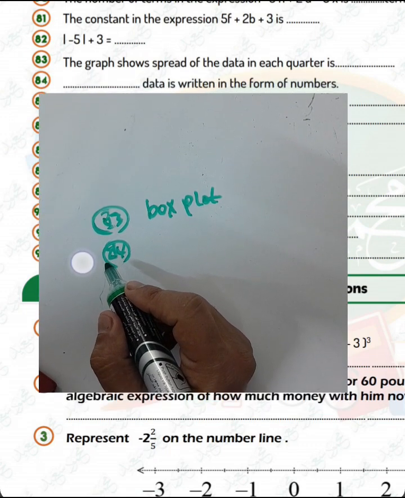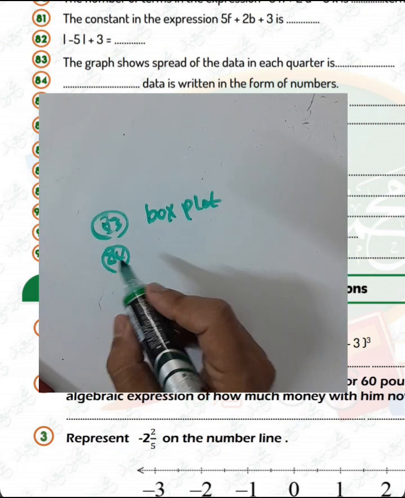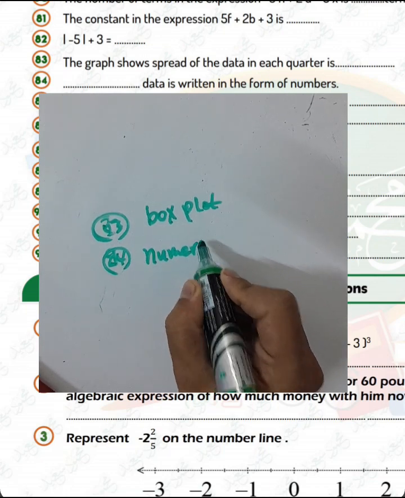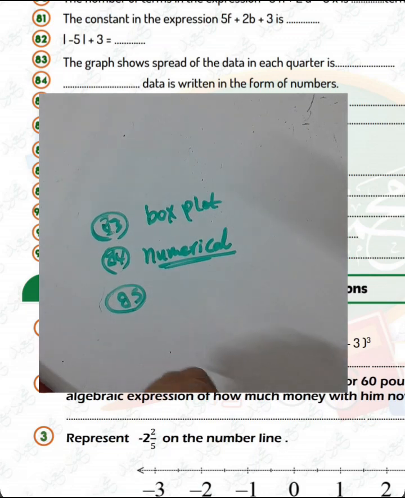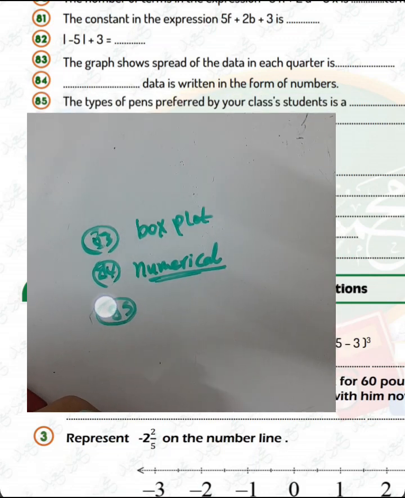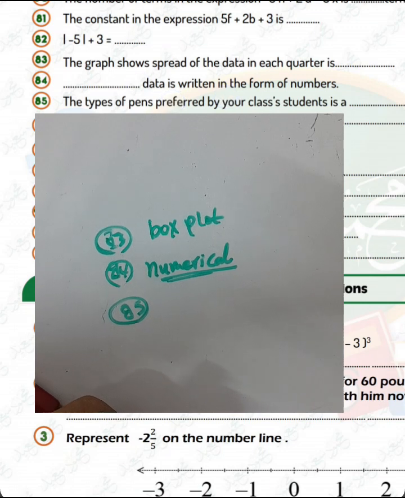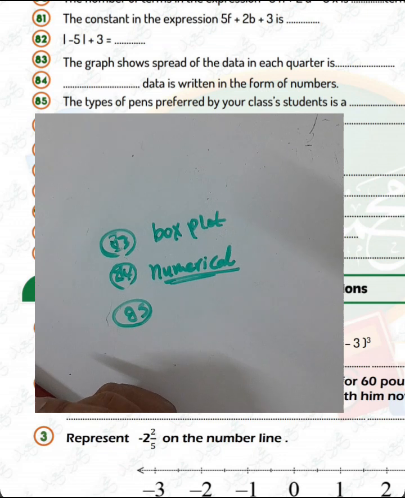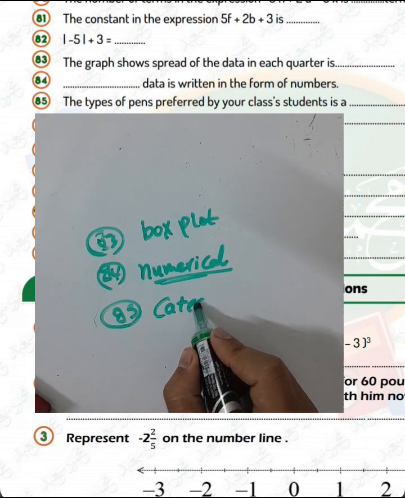Data is written in the form of numbers, so we have numerical data. Okay, numerical data. Question 85. The types of pens preferred by your class students is what? It will be categorical, because categorical data contains letters. Categorical.